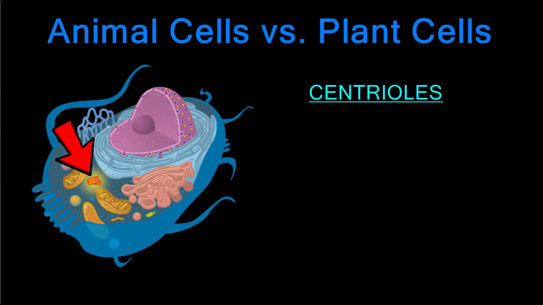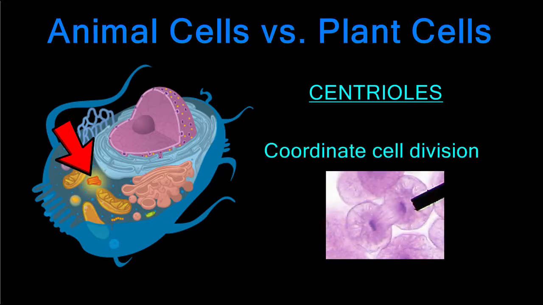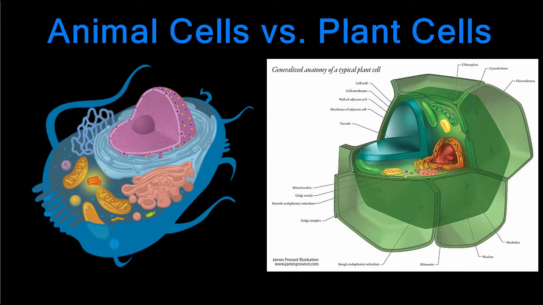Another organelle found only in animal cells are the centrioles. Centrioles play a role in coordinating cell division. Even though plants lack centrioles, they are still able to conduct cell division just as well as animal cells. As you just saw, there are some key differences between plant and animal cells. However, I'm sure you'll agree that they have more organelles in common than they have differences.